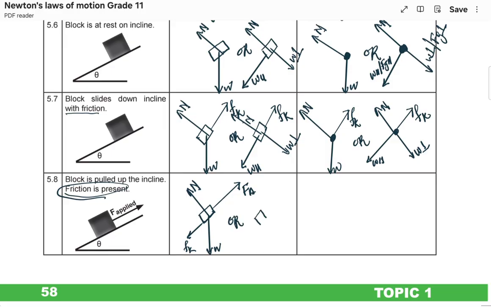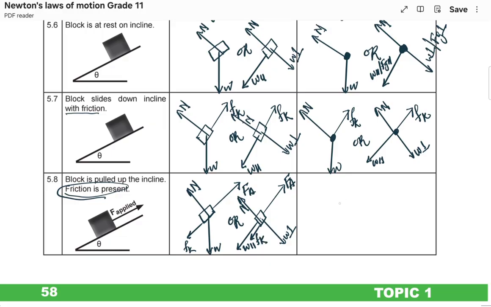The components, I'm going to have W parallel. I'll be having W perpendicular. I'll be having normal. That will be force applied. I'll be having kinetic frictional force.